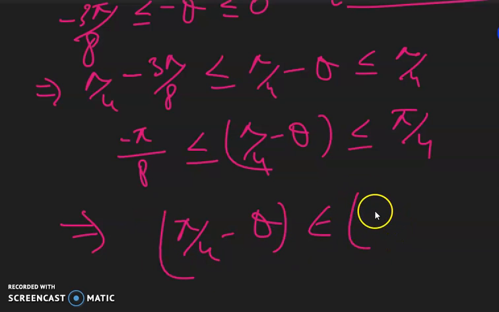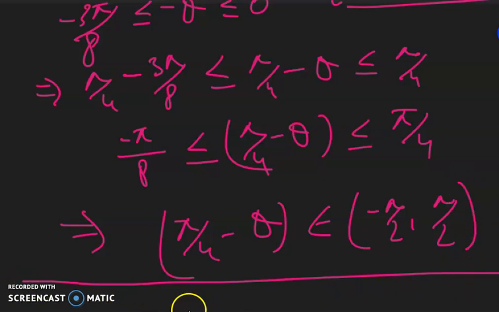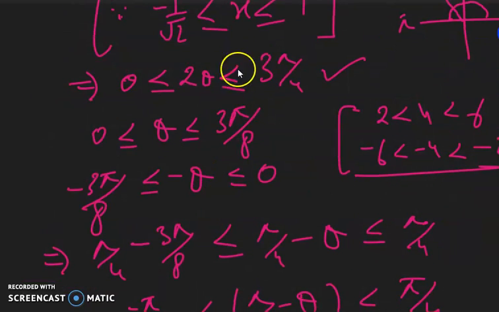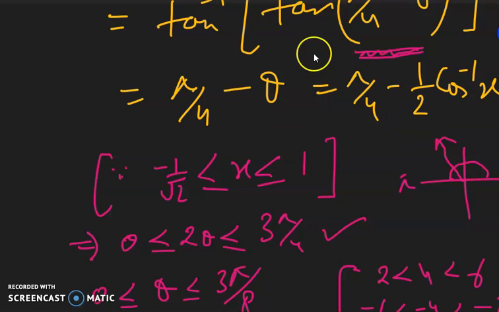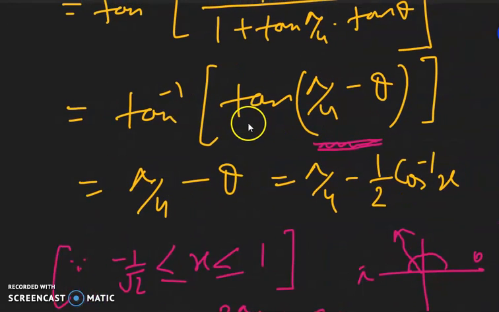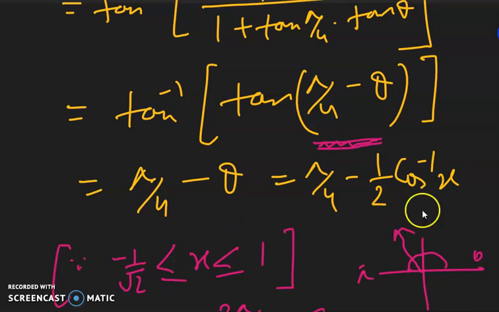This angle belongs to the range of tan inverse x, that is minus pi by 2 to pi by 2, right? So when this is true, only then can we say tan inverse of tan theta is theta. That's what we showed here. Tan inverse of tan theta is theta. So you can write this, but you need to show this thing also. All right. Hope you understood this and the concept of the inverse trigo.